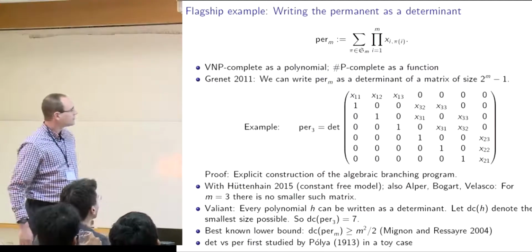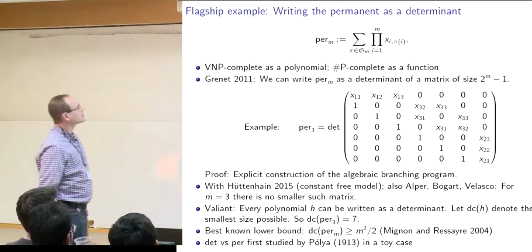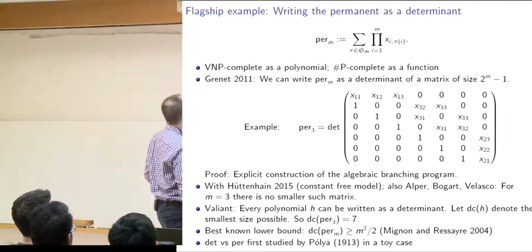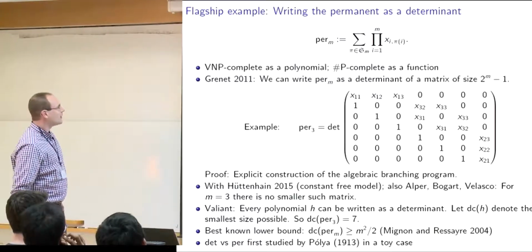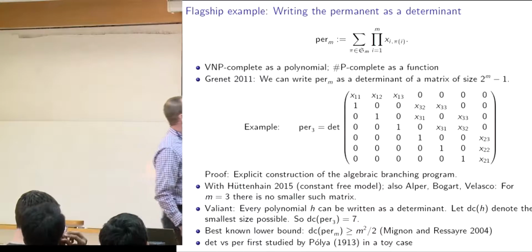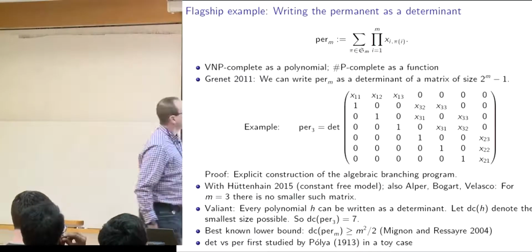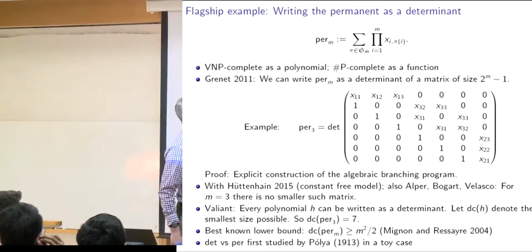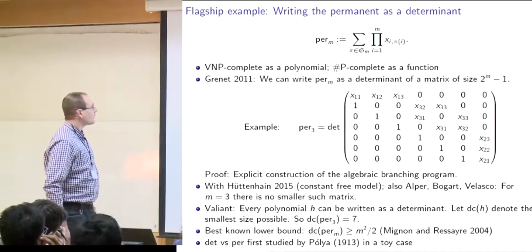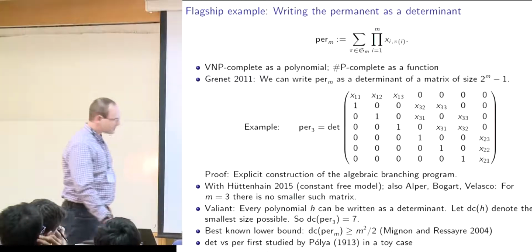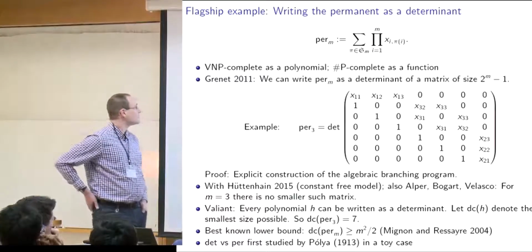I hope it's not too tiny, because it's projecting not to the whole screen, but I will also tell you what's written there. So, okay, we start with the permanent. This is our polynomial that we want to have a look at. S_m is the symmetric group on m letters, right? You just multiply those. We all know this nice function. And it is VNP-complete as a polynomial, sharp-P-complete as a function.